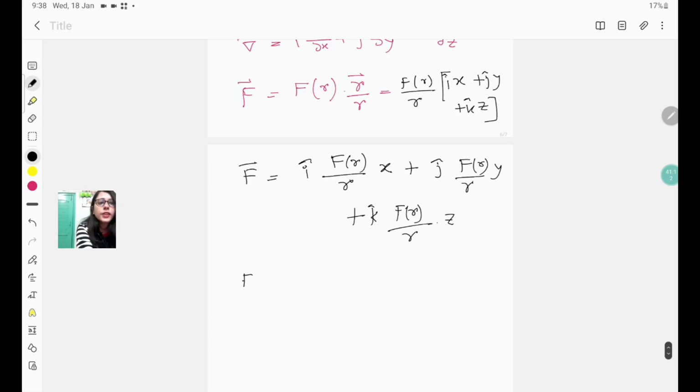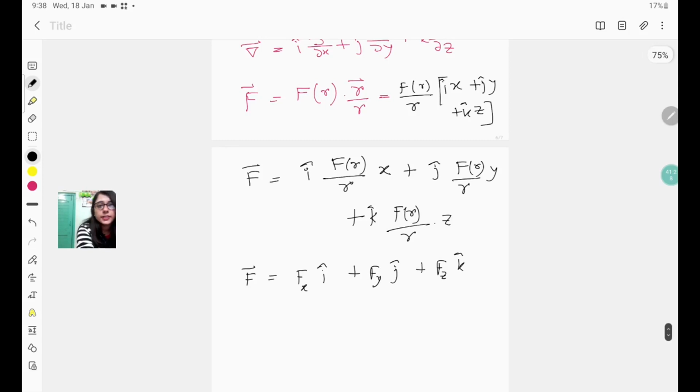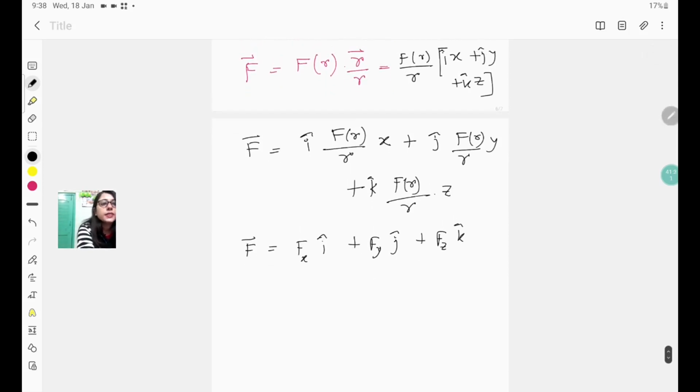Now again we can write F is equal to Fx i cap plus Fy j cap plus Fz k cap, where Fx, Fy, Fz are the components of the force along x direction, y direction and z direction respectively. So Fx is basically this part, Fy is basically this part, and Fz is basically this part. To make the equation a little bit easier, we are writing Fx, Fy, Fz.